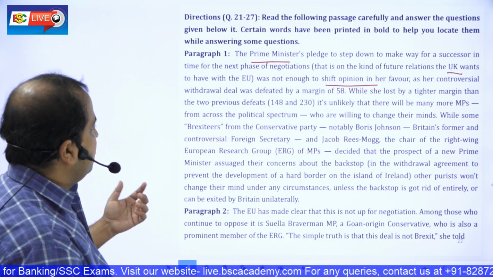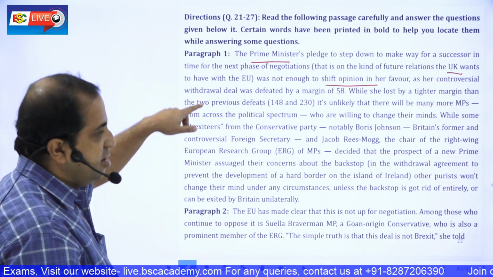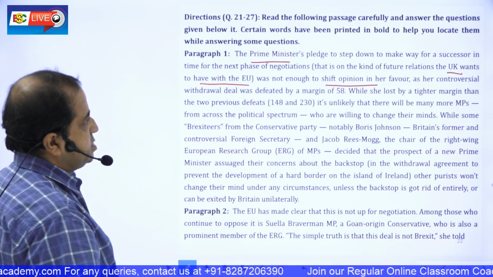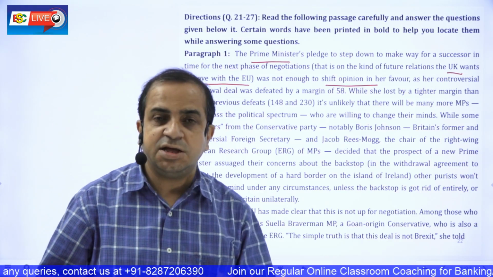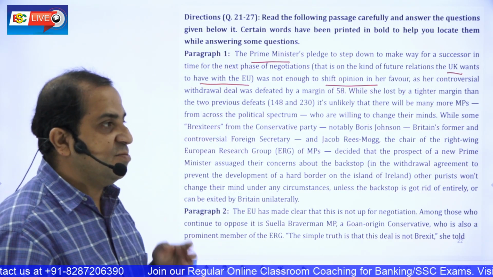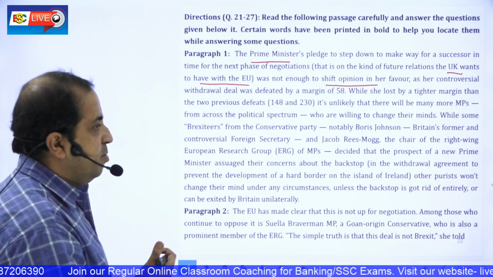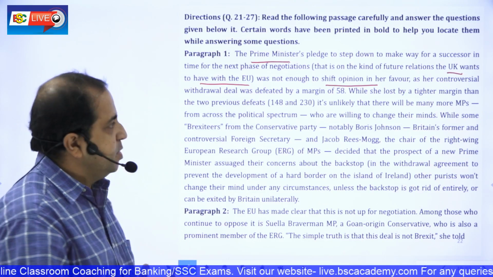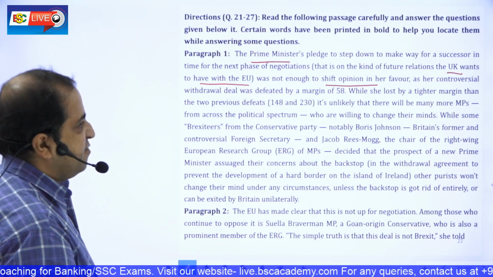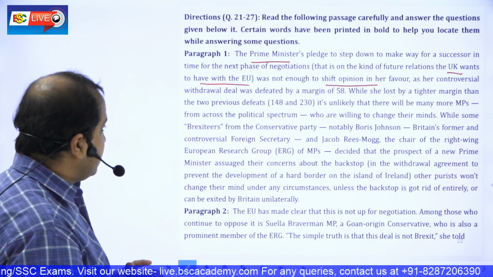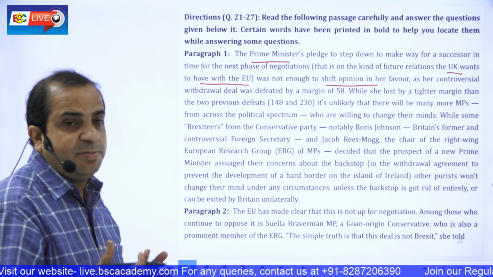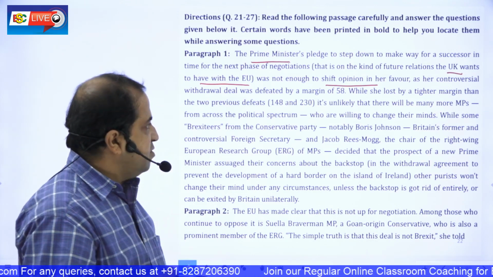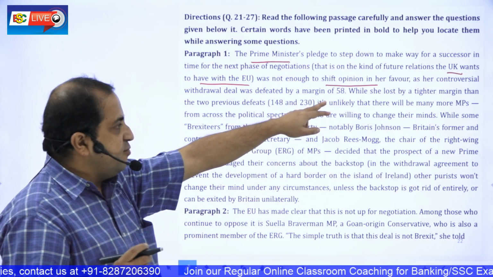As a controversial withdrawal deal, where from? We are talking about the future relations the UK wants to have with the EU. So this is Brexit. Brexit has been very big news for the past few years, and for the past 1 year it has been very much so. So be aware of this Brexit thing. You might get questions somewhere. So was not enough to shift opinion in her favor as a controversial withdrawal deal was defeated by a margin of 58. How to withdraw from the EU, on this discussion she lost by 58 votes.